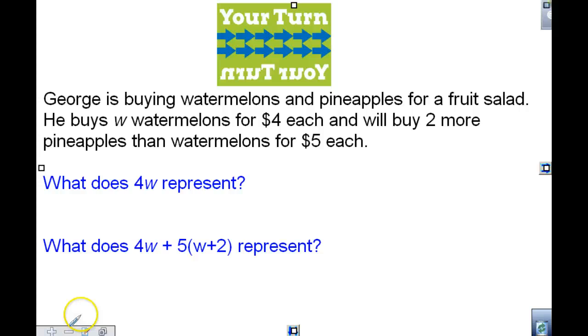$4W, what does it represent? Yeah, price or cost. Price of watermelon.